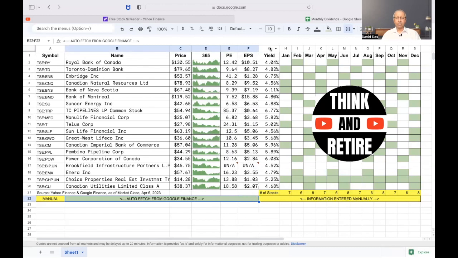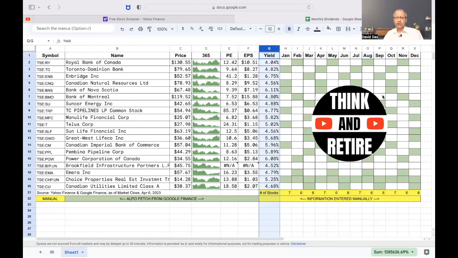The yield, which is in column G, I've entered this information manually, and I went to each of these companies' websites to get the information about the dividend yield and when the dividends are paid, which I have highlighted in green. So for example, for Royal Bank of Canada, the price of the stock as of closing April 6th, 2023 was $130.55. This is the variation of the 52-week chart. The P/E ratio is about 12.42. Earnings per share is 10.51. The yield is 4.04, and they pay dividends in February, May, August, and November.